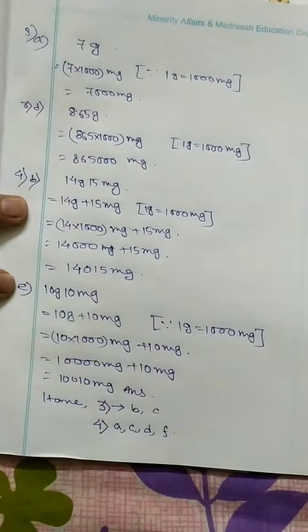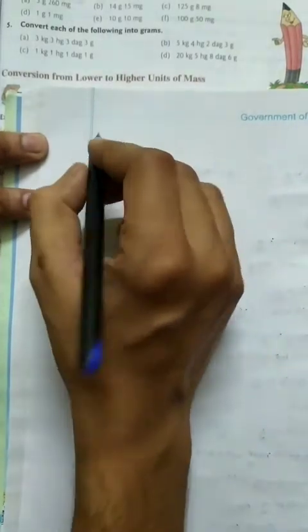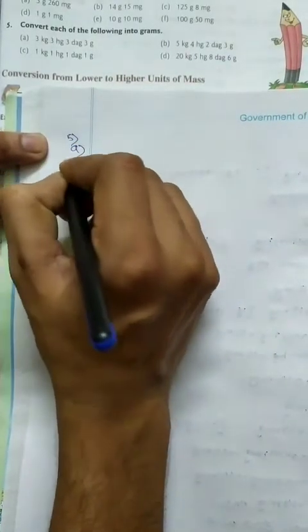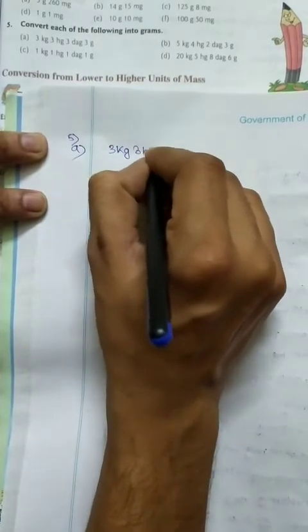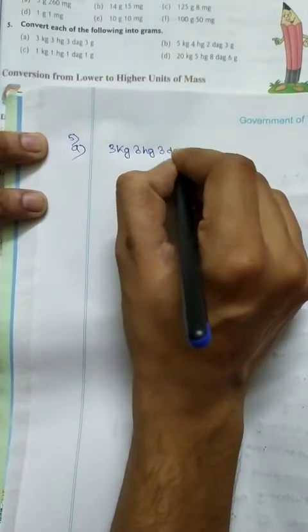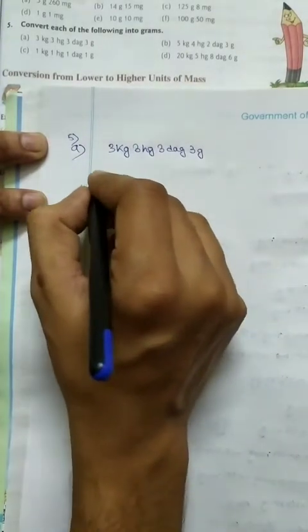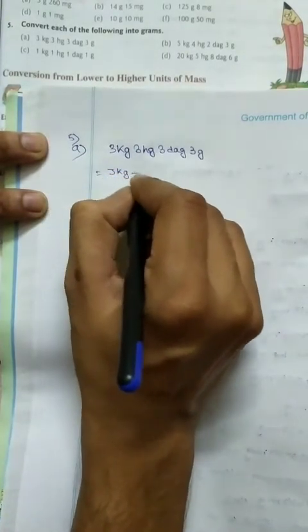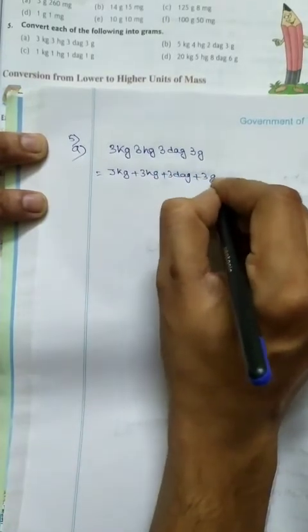Okay. Now next, question number 5. Convert each of the following into grams. Okay. So 5A, 3 kg, 3 hectogram, 3 decagram, 3 gram. Okay. That is, we write this: 3 kg plus 3 hectogram plus 3 decagram plus 3 gram.